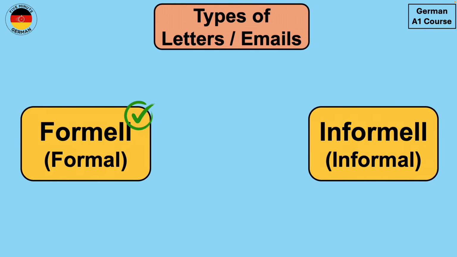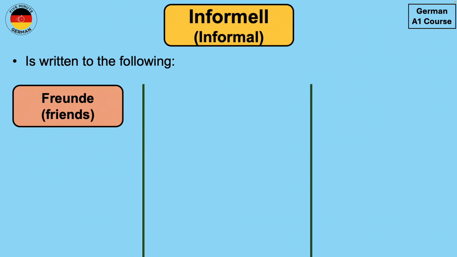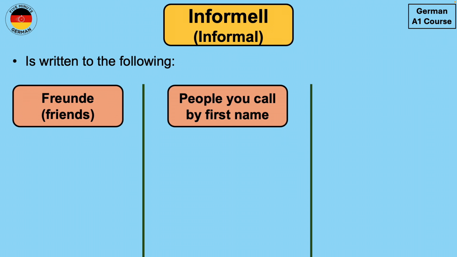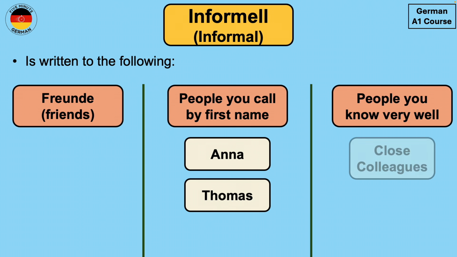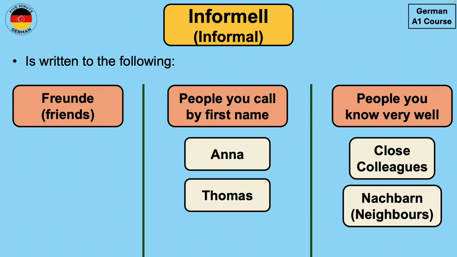Now let's take a look at informal letters or emails. So these are written to Freunde or friends, people you call by first name. These can also be your friends or family, for example, Anna, Thomas, etc. And people you know very well, for example, close colleagues, Nachbarn, which are neighbors. So to these people, you will write using the informal way.